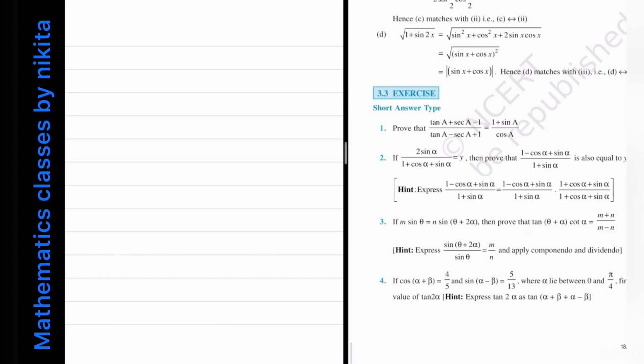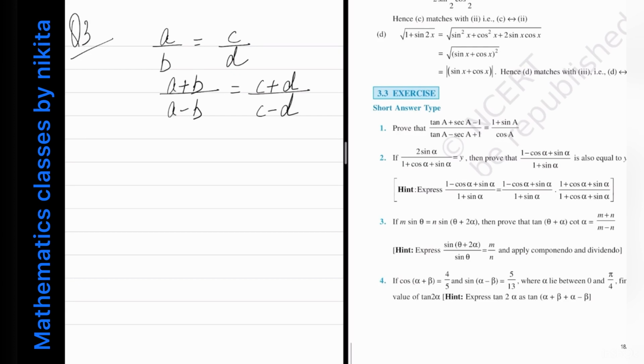And they have given you one hint. They are saying that express sine of theta plus 2 alpha divided by sine theta equal to m by n and apply componendo and dividendo. So first of all, what is componendo and dividendo? See, it is a property of ratios. For example, if a by b is equal to c by d, then componendo and dividendo says that a plus b divided by a minus b is equal to c plus d divided by c minus d. This is known as componendo and dividendo. Okay.